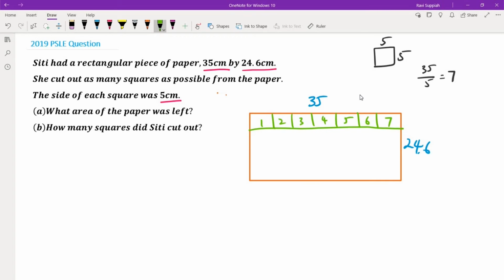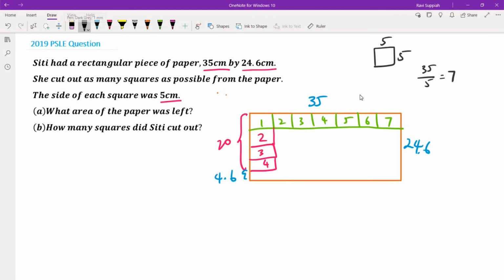Across the breadth of this paper, the closest whole number you can get is 4. So you have 1, 2, 3, and 4. So this will give me 20, and the balance over here is 4.6. So across the breadth, you can only have 4 squares each, and then you have a balance of 4.6.